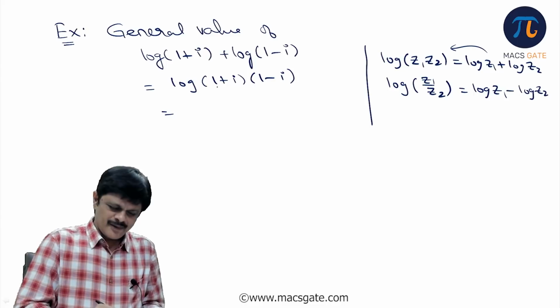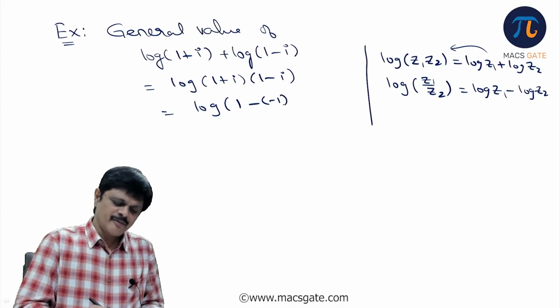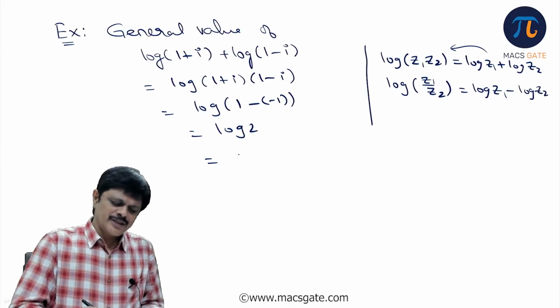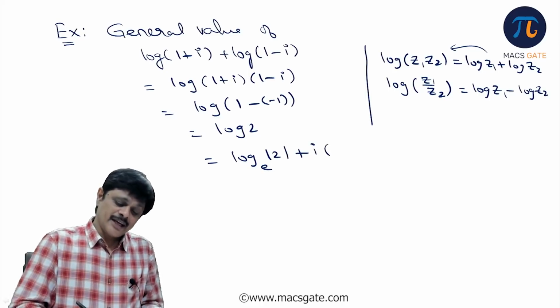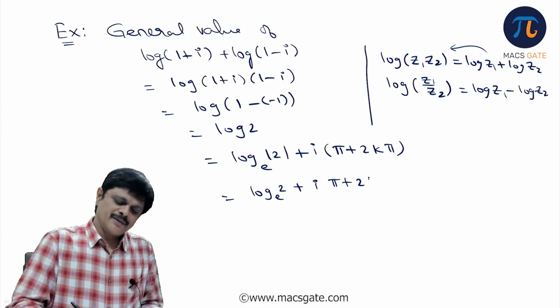Log of (1 plus i) into (1 minus i), a plus b into a minus b, a square minus b square. i square is minus 1, minus of minus 1, which is nothing but log 2. We already solved this. Log 2 means what, sir? Log mod 2 to the base e plus i times, okay, pi plus 2k pi.